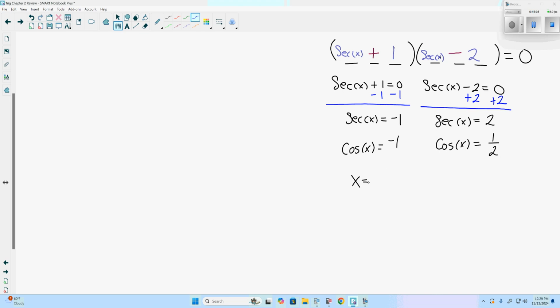Because on the unit circle, cosine is our x value, and we're looking for where cosine is negative 1 between 0 and 2 pi, which is just pi. Pi is the only value. And since we're stuck between 0 and 2 pi, we do not have to add the 2 pi in. We don't have to add the period back to it. Now cosine of x equals 1/2, so we're going around the unit circle looking for where the x value is 1/2. One of them is pi over 3, the other is 5 pi over 3.